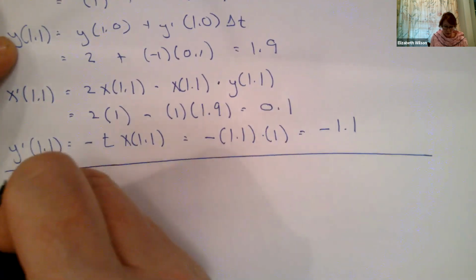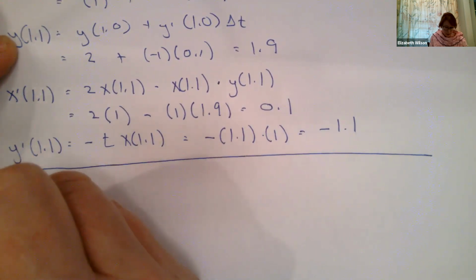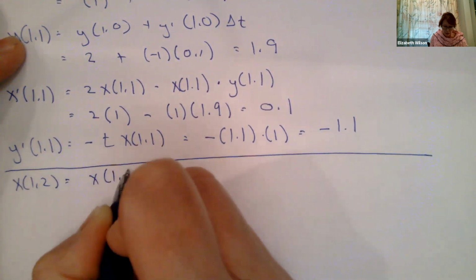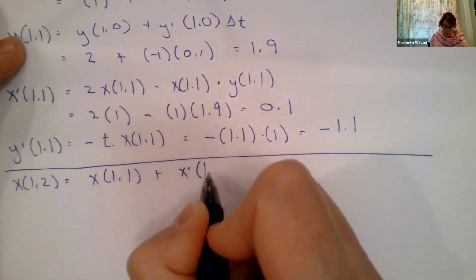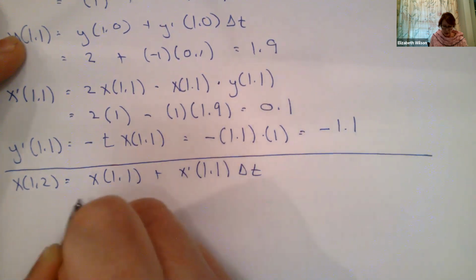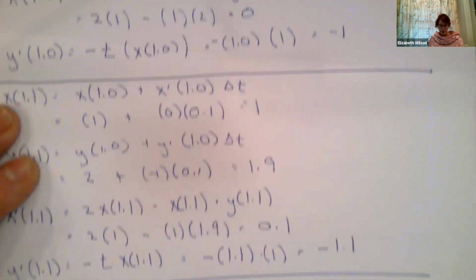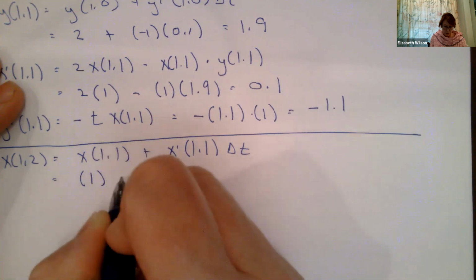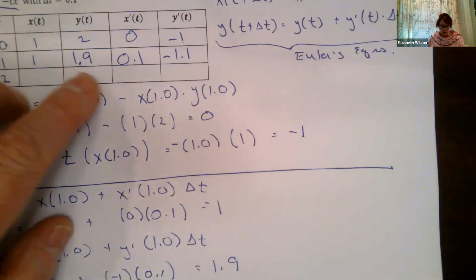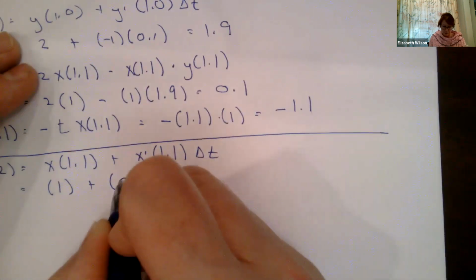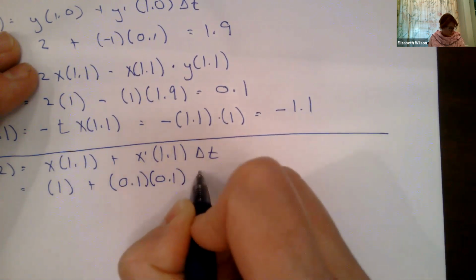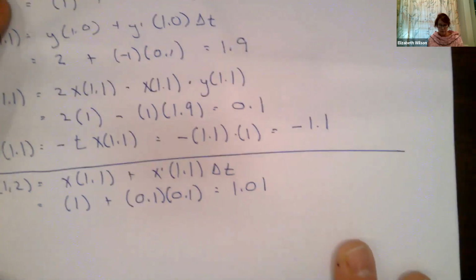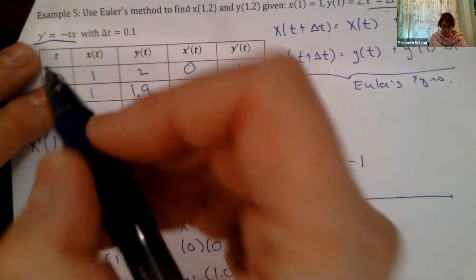Okay, so let's do this. I need to calculate x of 1.2 equals x of 1.1 plus x prime of 1.1 times delta t. So x of 1.1, I'm going to go back to my table. x of 1.1 is 1. 1 plus x prime of 1.1, which is 0.1, times 0.1. So x of 1.2 gives me 1.01.